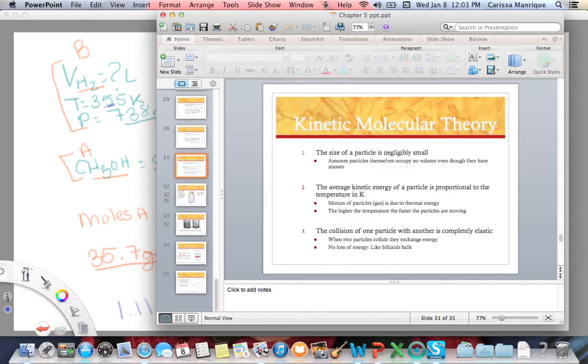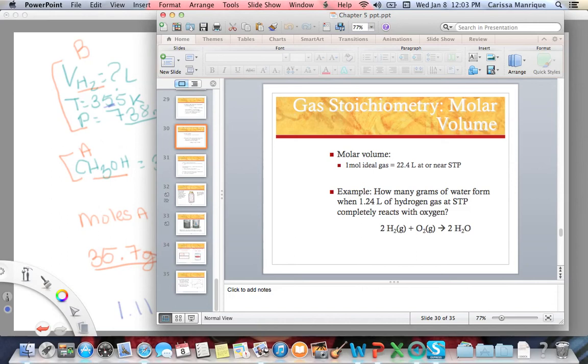So I hope this makes sense. The key thing with gases is that at some point you're going to use the formula PV equals nRT. There might be a few other little formulas you'll use in between, but usually the final formula is PV equals nRT. So again, practice some problems and let me know if you need any help.